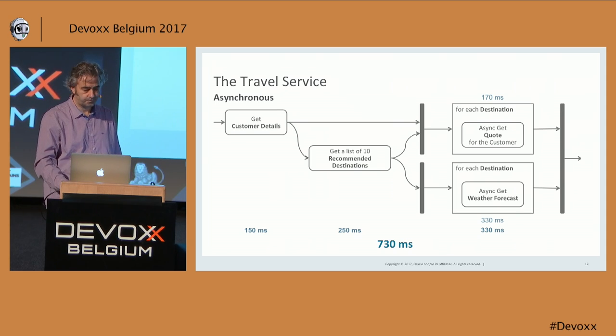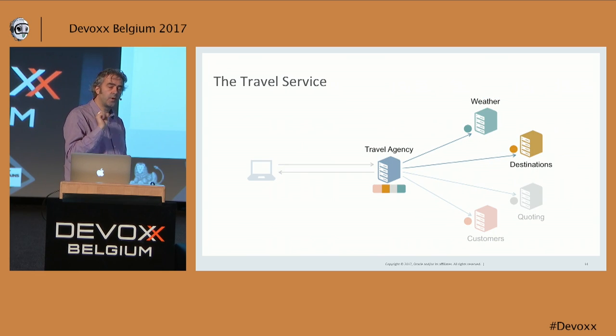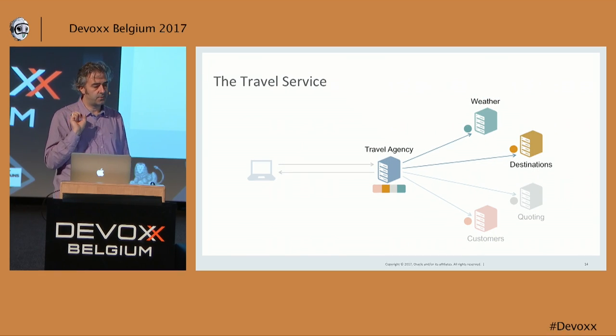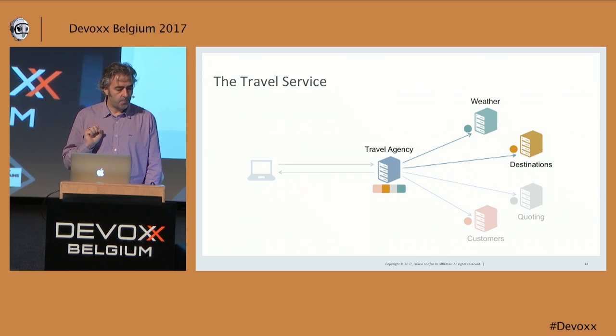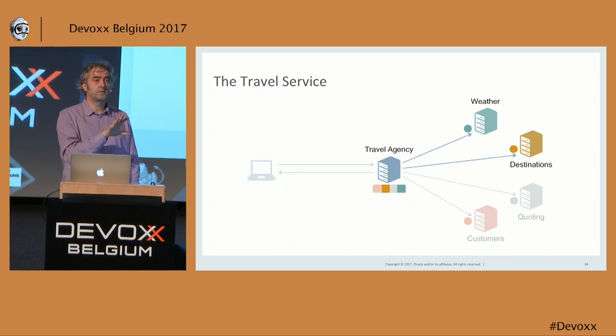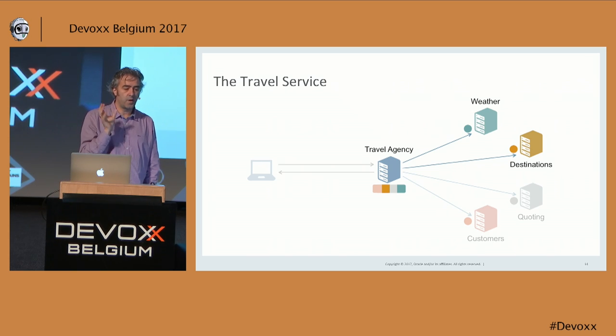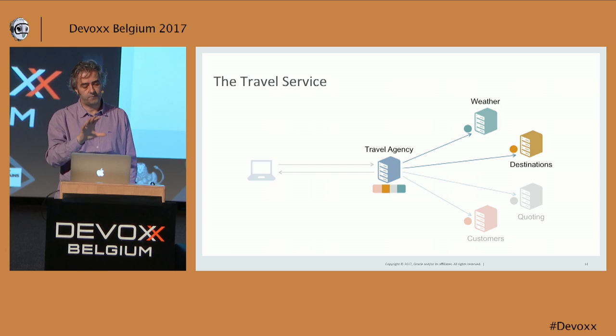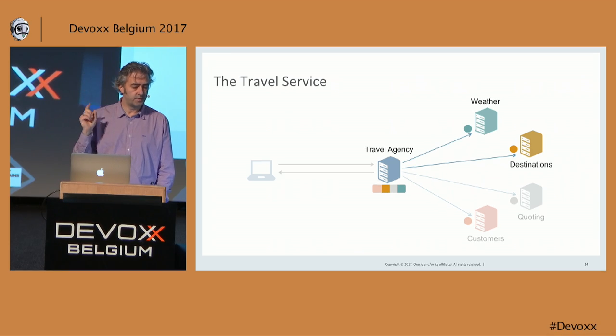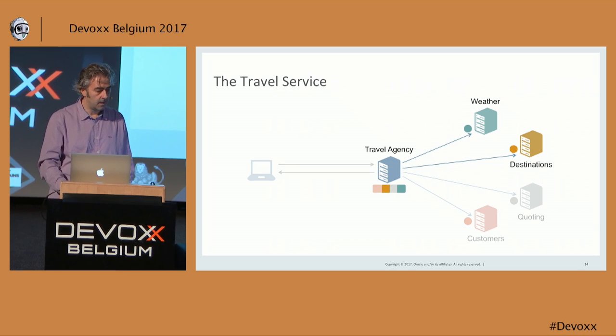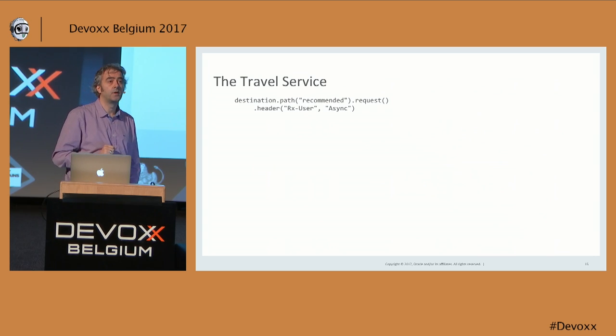So if we try to implement that using the JAX-RS 2 API, well, first, I will simplify that. Originally, we had 4 backend services, but for the sake of time, I will just pretend we have 2 services, the weather services and the destination services. So if we look at the JAX-RS 2 existing async API, it would work like this.